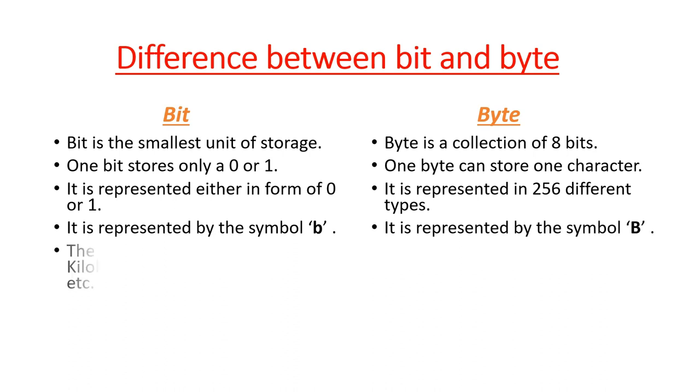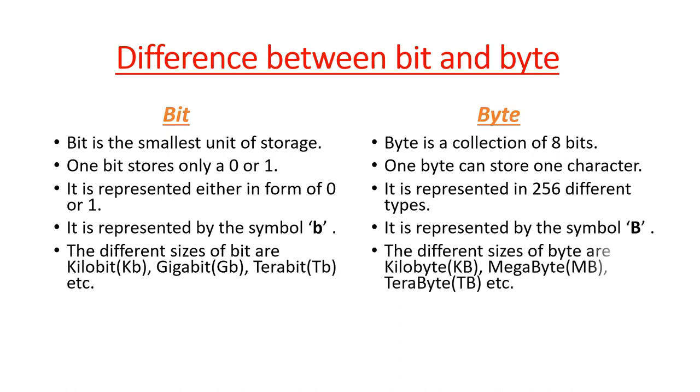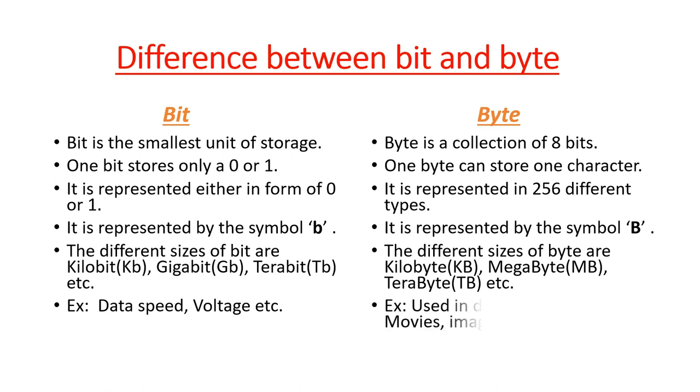The different sizes of bit are kilobit, gigabit, terabit, etc. And the different sizes of bytes are kilobyte, megabyte, terabyte, etc. Bit is used in data speed and voltage, and byte is used in data files, storage, movies, images, etc.